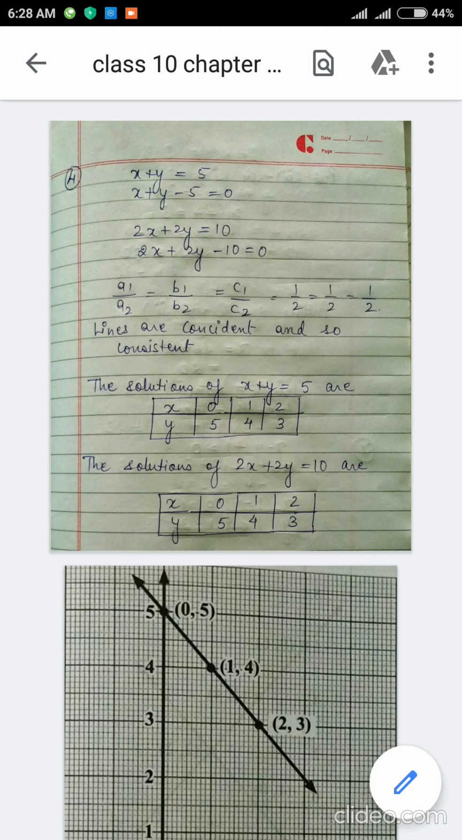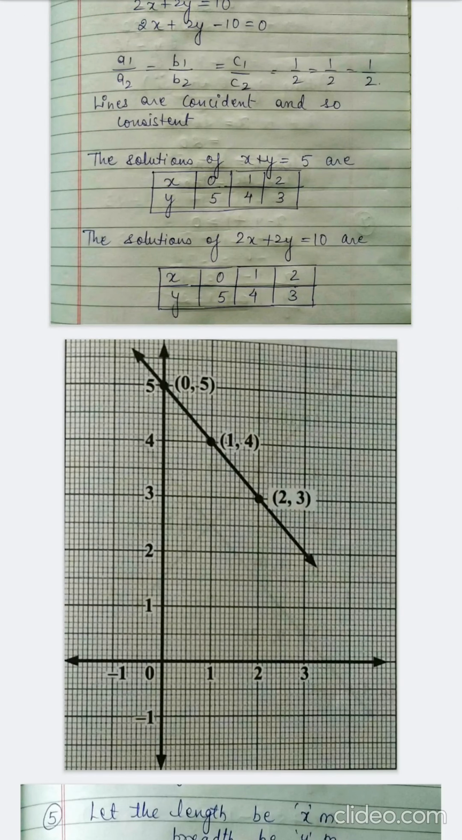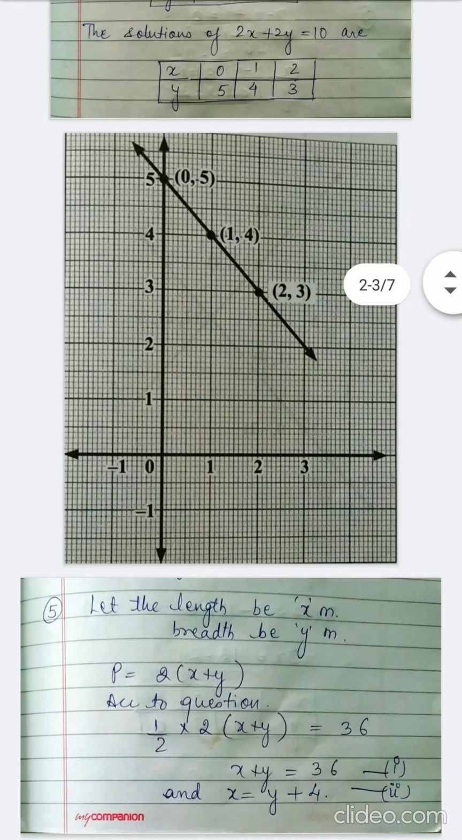We are taking solutions of the lines x plus y is equal to 5 and 2x plus 2y is equal to 10. Here are three solutions we have taken, and we draw our line. By doing so, we see only one line is formed because the other line overlaps it, right? Now, next question number 5.